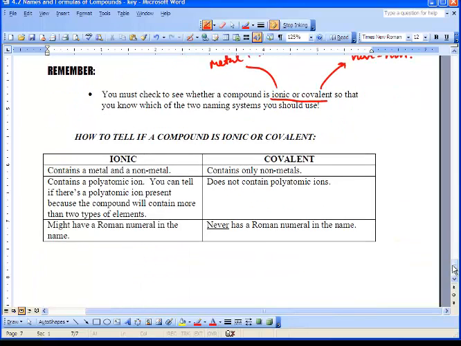So let's recap. An ionic compound contains a metal and a nonmetal. It contains a polyatomic ion. You can tell if there's a polyatomic ion present because the compound will contain more than two elements. And they might have Roman numerals in their name. This is a multivalent metal. And in covalent, it only contains nonmetals, and it does not contain polyatomic ions, and it never has Roman numerals in it.